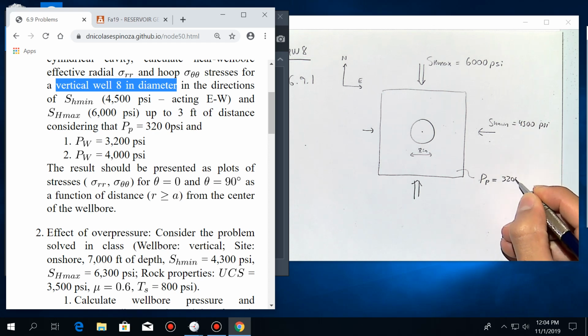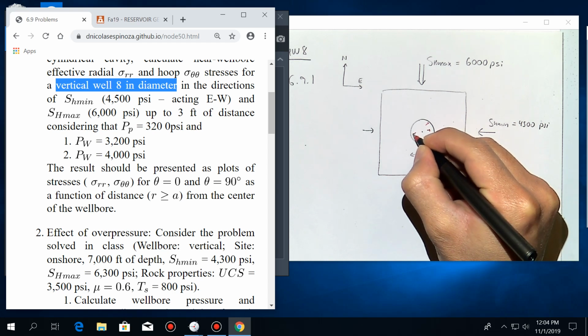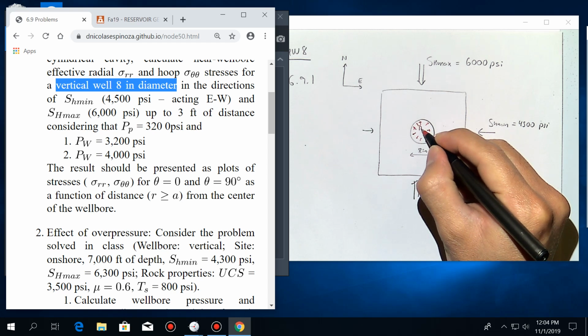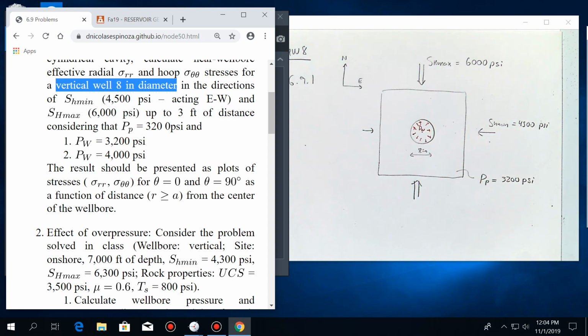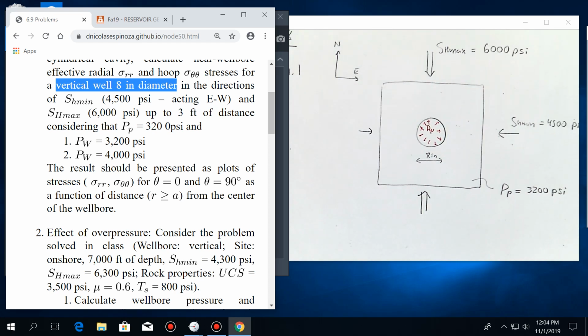And the pore pressure, there's a small typo over there, but the pore pressure in the rock is 3,200 psi, and you're going to consider 2 cases with different wellbore pressure. So the wellbore pressure, that's the one that is going to be applied inside the wellbore. And for all these cases, remember, unless I tell you something different, we're going to consider that we have a perfect mud cake. And that perfect mud cake means that the support of the radial stress is going to be PW minus PP.